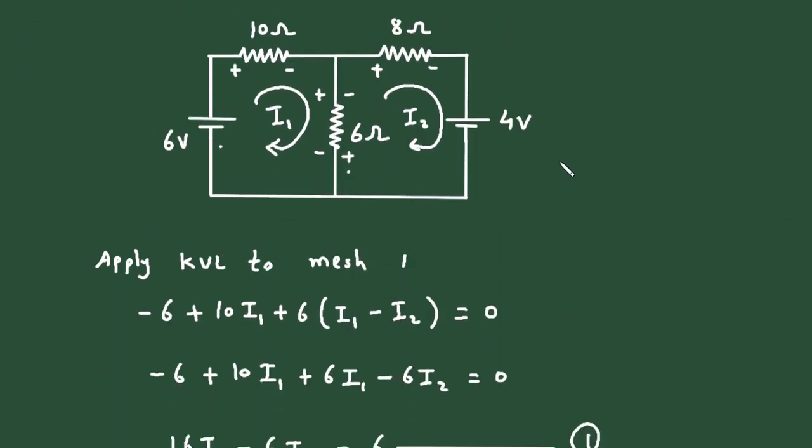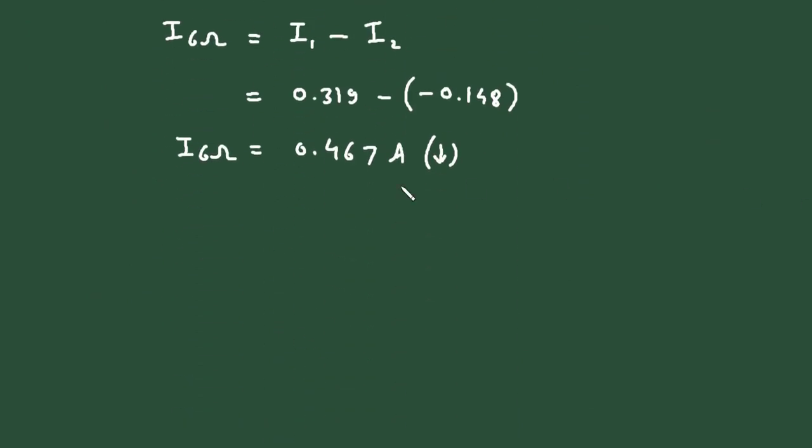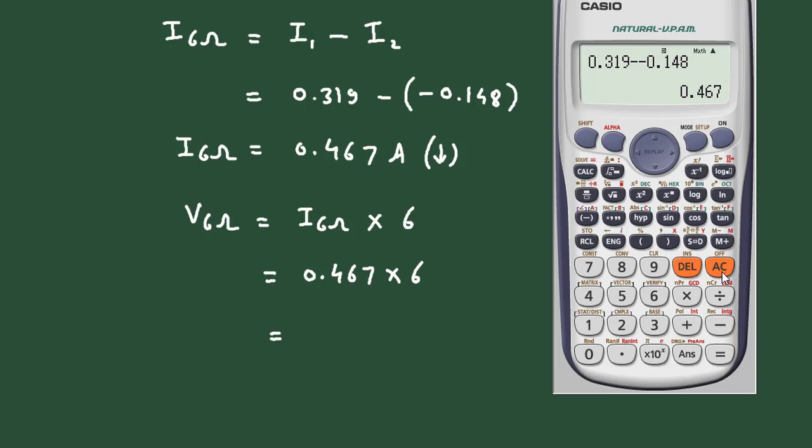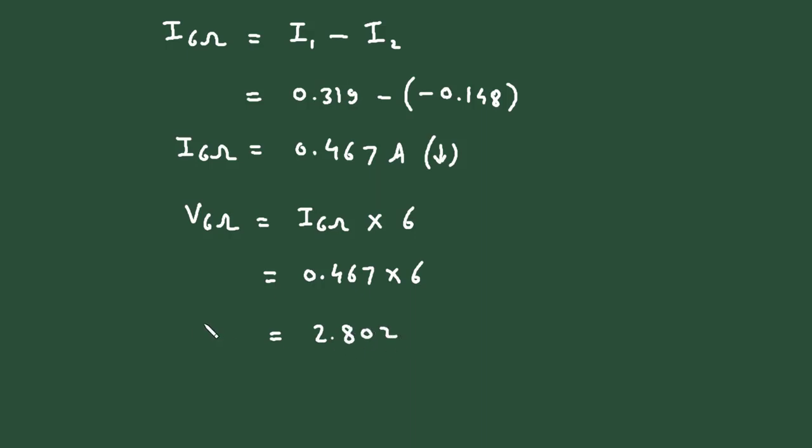Now we have to find V6 ohm, the voltage across 6 ohm. So V6 ohm is equal to I6 ohm multiplied by the value of resistance, which is 6. So it will be 0.467 multiplied by 6, so it is 2.802. 2.802 is the value of V6 ohm. So this is the voltage, and its unit will be volts.